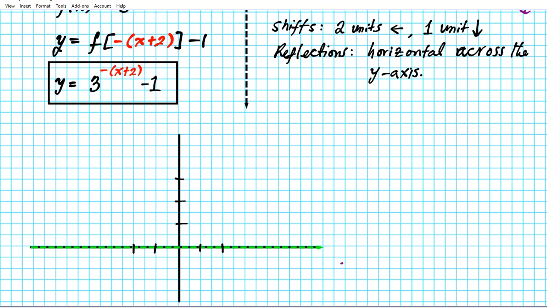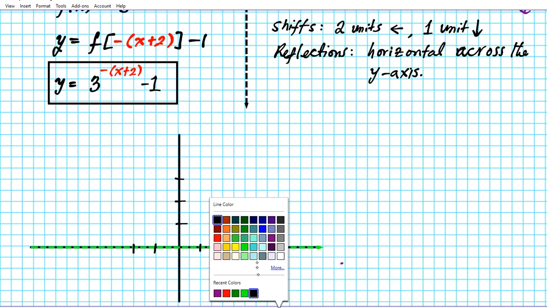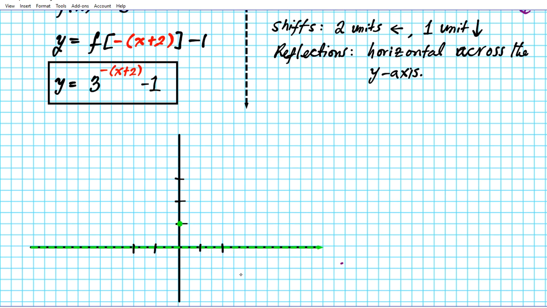Alright, the common y-intercept that all parent exponential functions have is (0, 1). So there goes the intercept right there. How is that possible, or why is that the case?